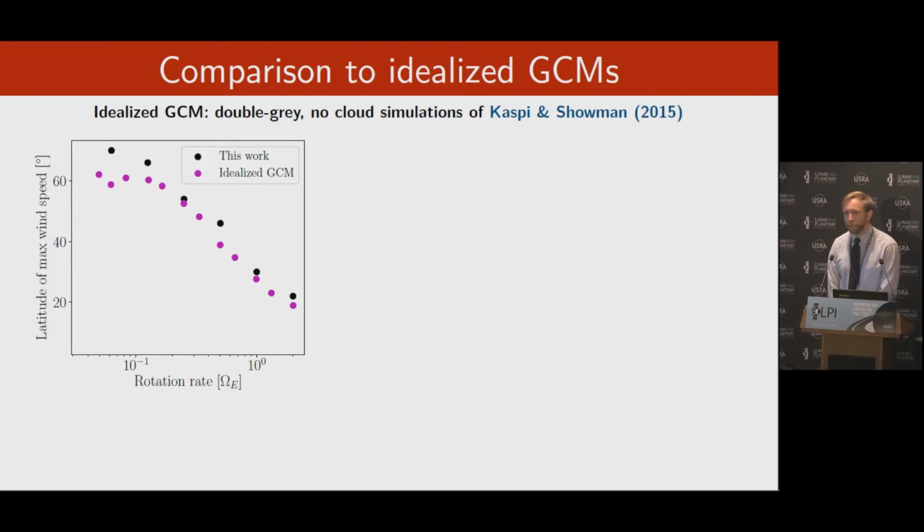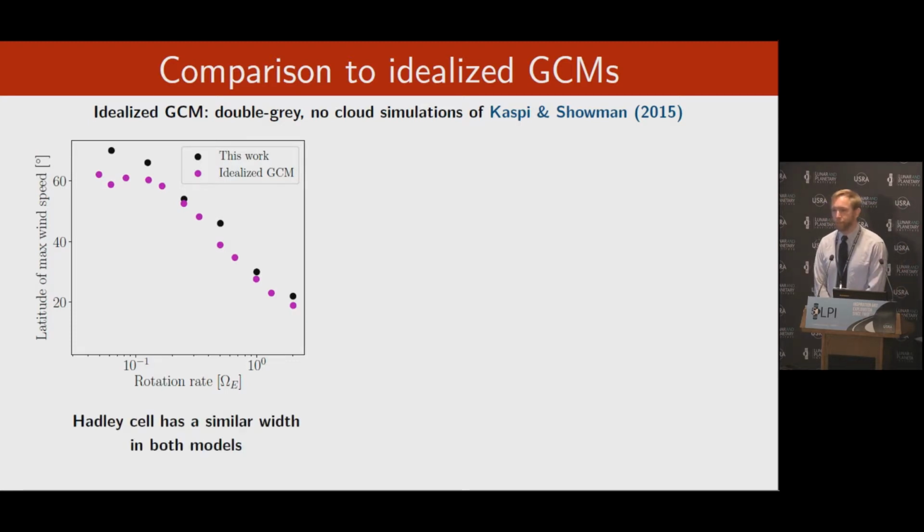And here I'm plotting the latitude of the maximum wind speed, basically the extent of the Hadley cell, as a function of rotation rate. And you can see that between this work and the more idealized general circulation model, the Hadley cell extent agrees very, very well, has a similar width in both models, and the Hadley cell decreases in extent with increasing rotation rate.